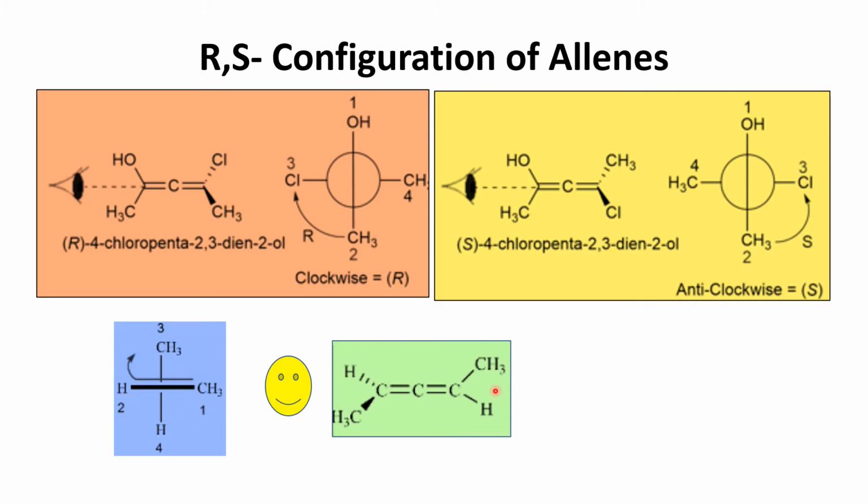And next, if you go to this carbon, this CH3 and H should be in the vertical plane, okay, vertical plane, CH3 and H. And this should be 3 and this should be 4. So 1, 2, 3, this should be R.